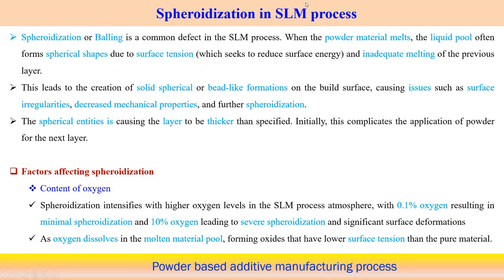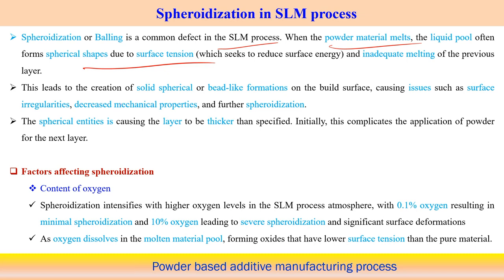Now one of the problems in the SLM, selective laser melting process, is spherization, and that is a more common problem associated with polymeric material. Spherization, or balling, is a common defect in the SLM process. When the powder materials melt, the liquid pool often forms a spherical shape because of the reduction of the surface tension in this case. So they try to make a spherical ball effect, and of course this spherical ball creates obstacles for the melting of the previous layer.